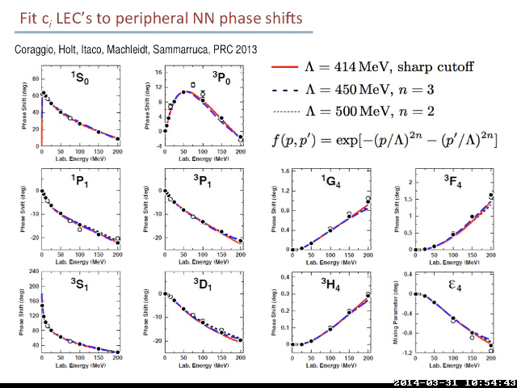How different are they if you compare them with the ones you get from pion-nucleon scattering? Oh, I think they're basically all within the error band.